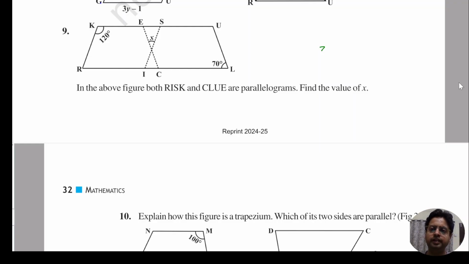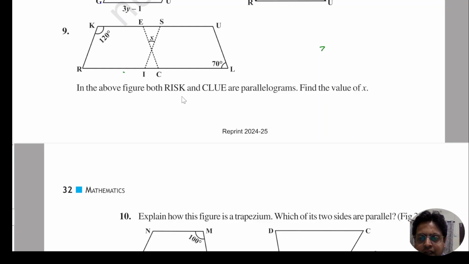So coming to the next question, that is question number 9. It is somewhat difficult. I would say not difficult, but you have to break the concept or break the question in two parts, or break the figure in two parts, to solve it very easily.